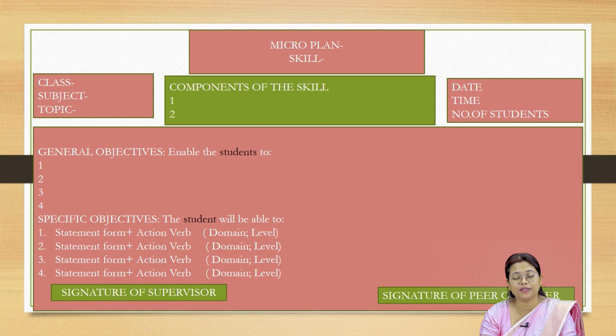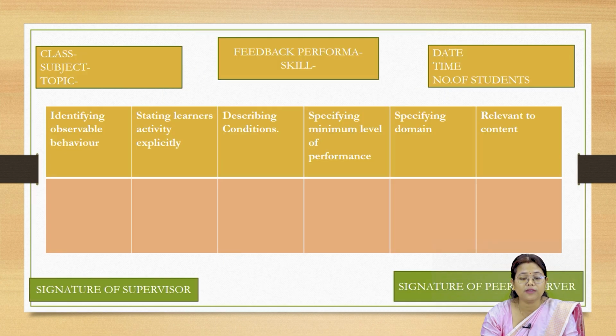Then at the end you have the signature of the supervisor and the signature of the peer observer, and this is the feedback proforma, where the peer mates, when they observe the demonstration, will give their comments accordingly. All the key components we have mentioned at the top, and under that you can say that it was appropriate, it was good, it was well done accordingly.